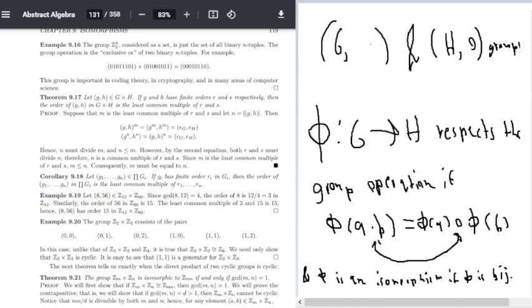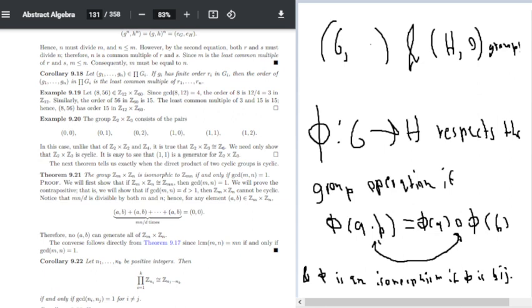Okay, proof. Suppose that m is the least common multiple of r and s, and let n be equal to the order of (g, h). Then (g, h)^m is equal to (g^m, h^m), which equals (e_G, e_H), and (g^n, h^n) equals (g, h)^n, which equals (e_G, e_H). Hence, n must divide m, and n is less than or equal to m. However, by the second equation, both r and s must divide n. Therefore, n is a common multiple of r and s. Since m is the least common multiple of r and s, m is less than or equal to n. Consequently, m must be equal to n.